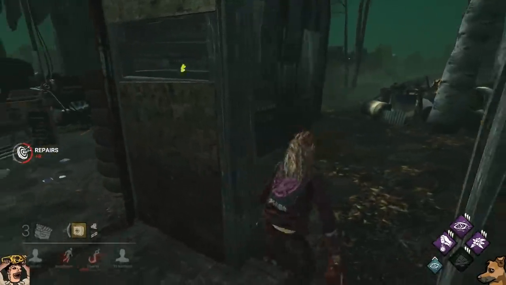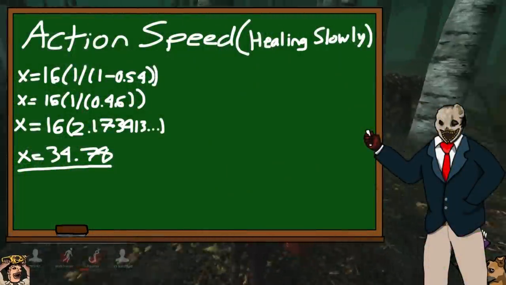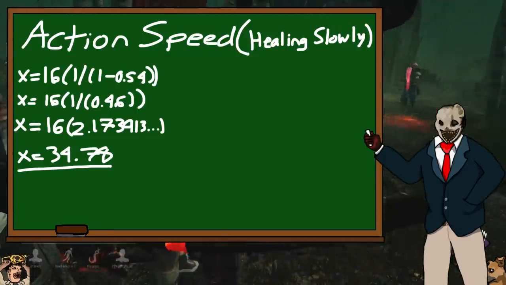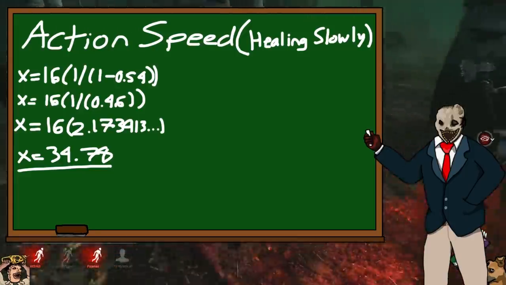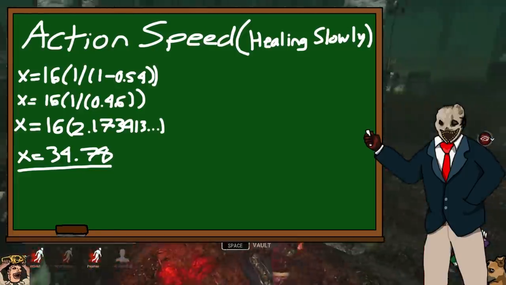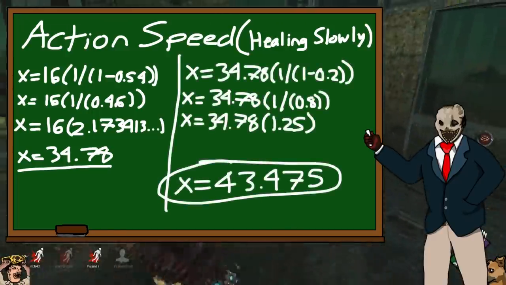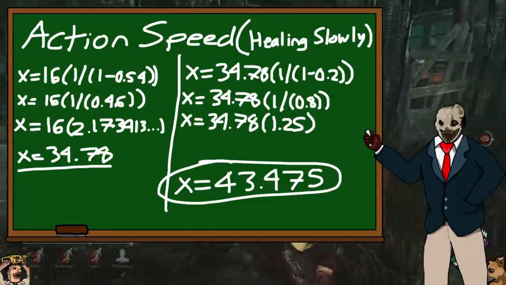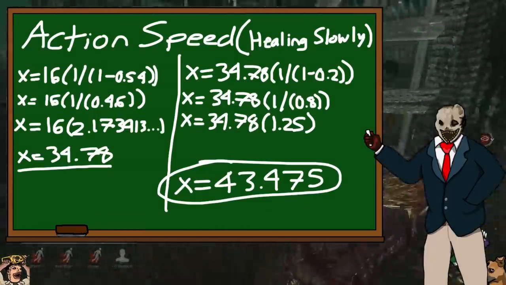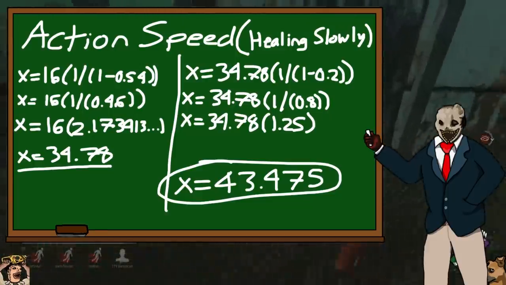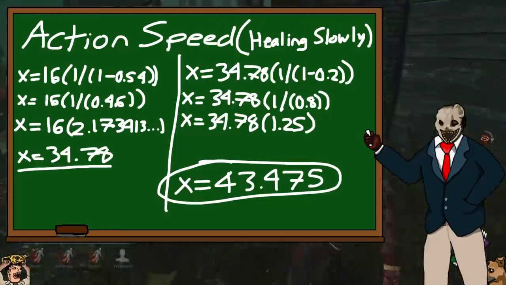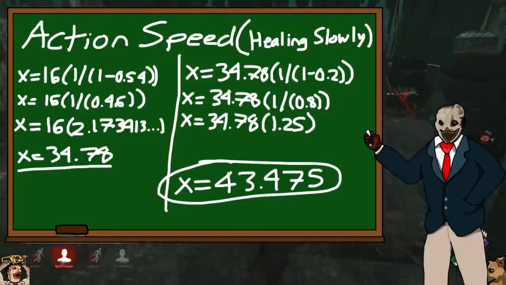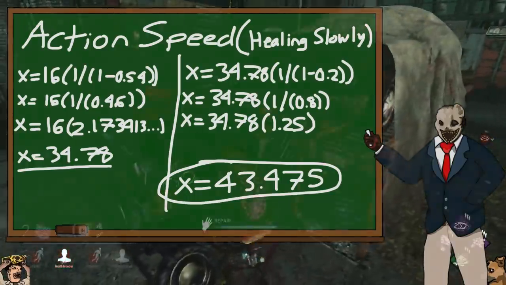So instead the formula would be 16 times (1 divided by (1 minus 0.54)), which is Calorophobia and the single stack of Thanatophobia, which will equal out to 34.78 seconds. Then we plug that 34.78 seconds into the formula instead of 16, and then apply the slowdown for Mangled, giving us the formula on screen right now: 34.78 times 1 divided by (1 minus 0.2), which will give us 43.475 seconds, which is what we were looking for.